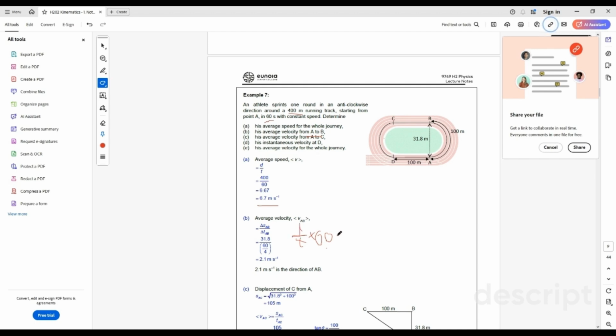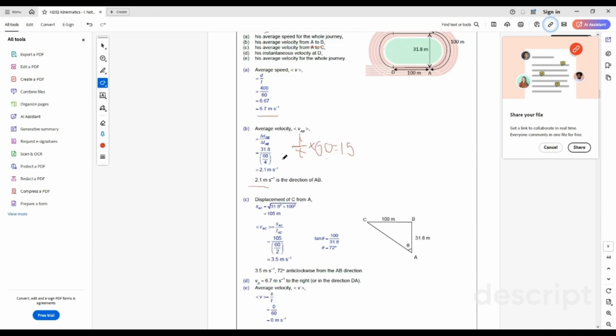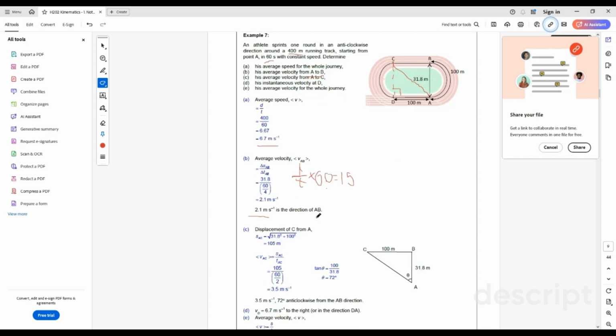And then to find the average velocity from A to C, we find the total displacement from A to C. We can notice it is a right angle triangle again. So all we need to do is find the hypotenuse using the Pythagoras theorem in order to find the displacement as 105 meters. And then we divide it by the total time taken in order to get 3.5 meters per second.